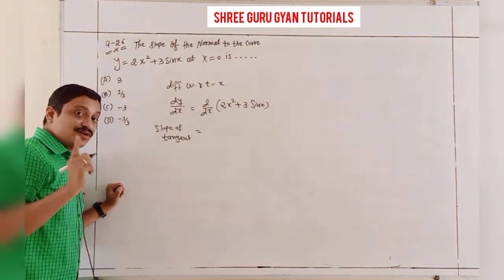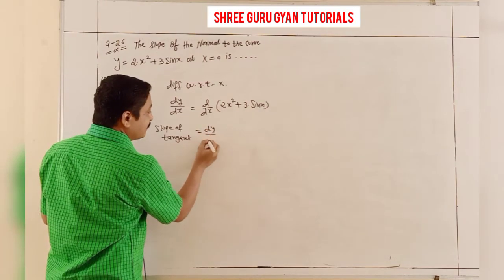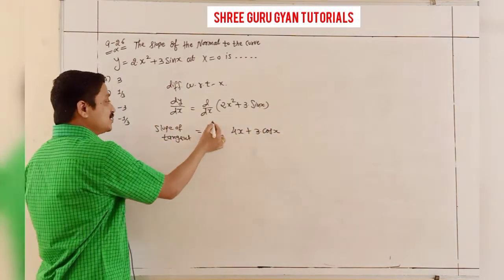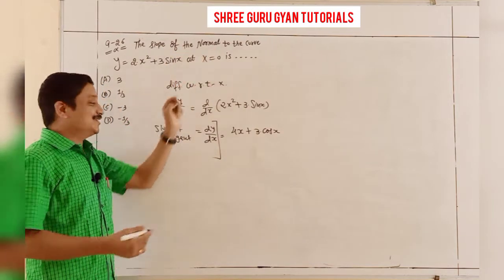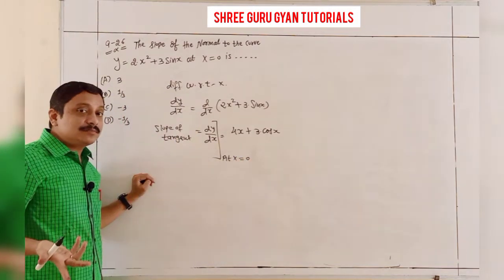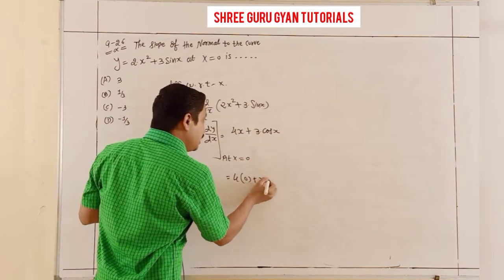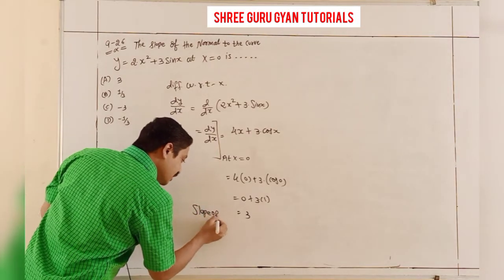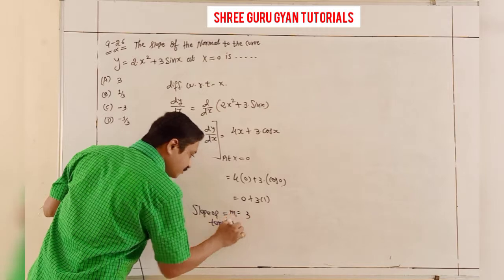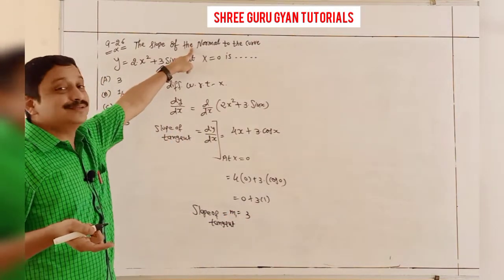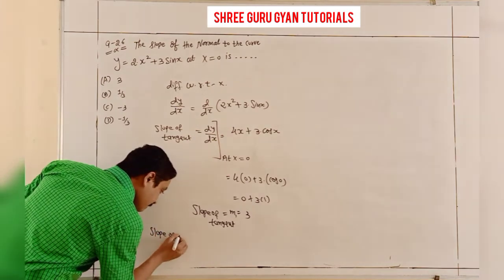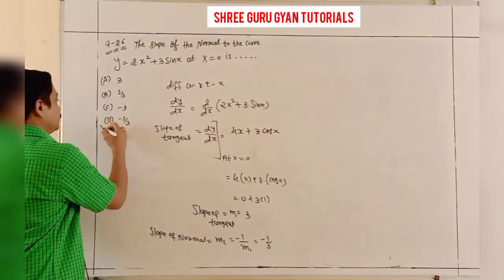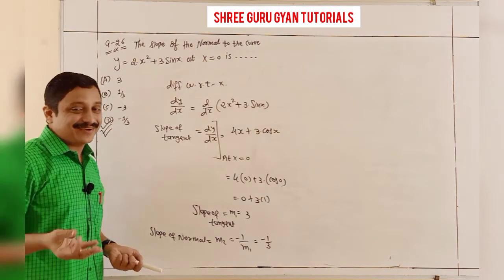So students, the first derivative must be the slope of the tangent, and that is 4x plus 3 cos x. Here it is given at x equal to 0, so I substitute: 4 times 0 plus 3 cos 0. Cos 0 is known to be 1. That is your slope of tangent, m1, which is 3. Now I want the normal. Therefore, the slope of normal, m2, is minus 1 by 3, minus one third, and that's your answer, students. Option D. Very easy.